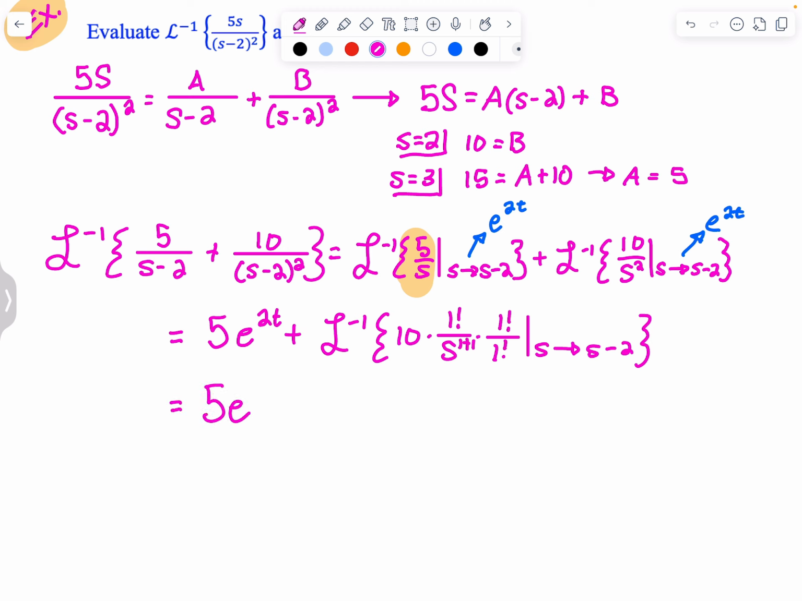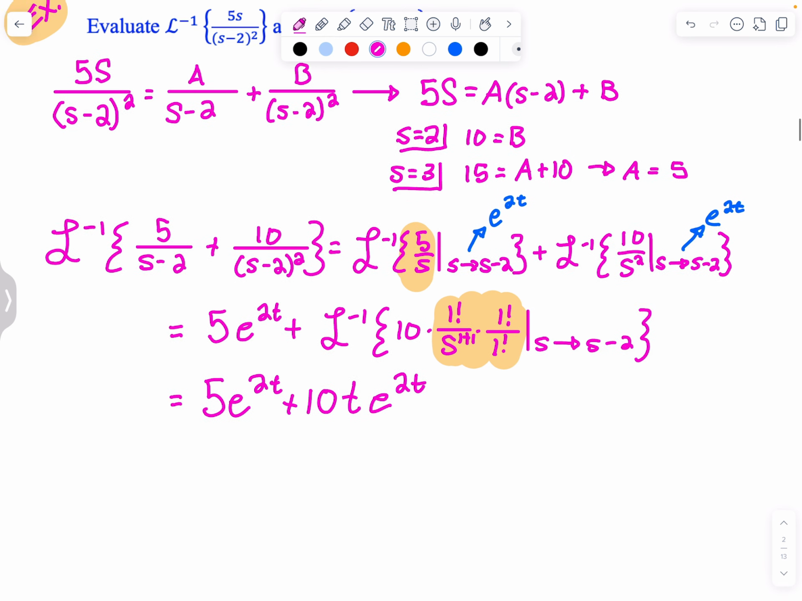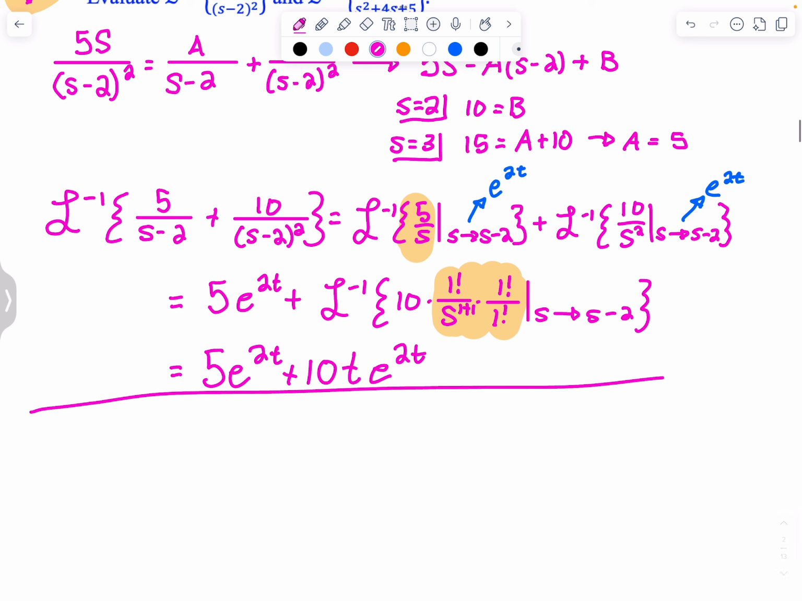This is 5e to the 2t plus 10. Some of you guys are rolling your eyes really hard at me. That's okay. 5, 10t, and then e to the 2t. There we go. So at least we got some practice on how to do this to match it there. Okay, so that's what we have. You could always check it by taking the Laplace and making sure it works out.